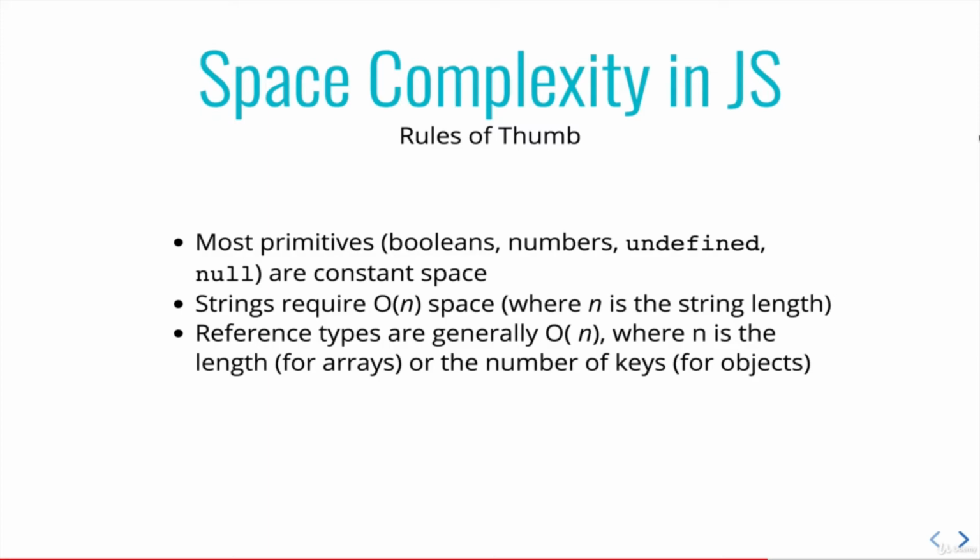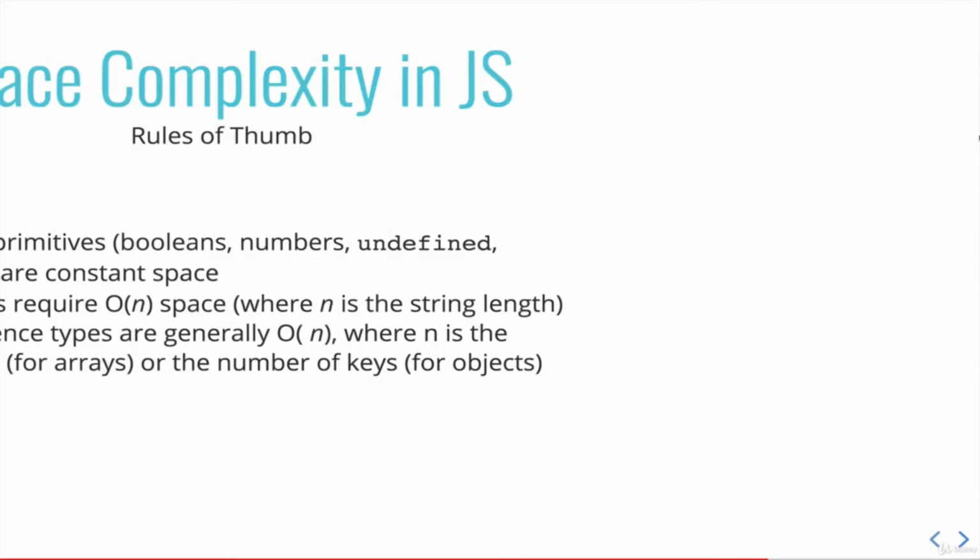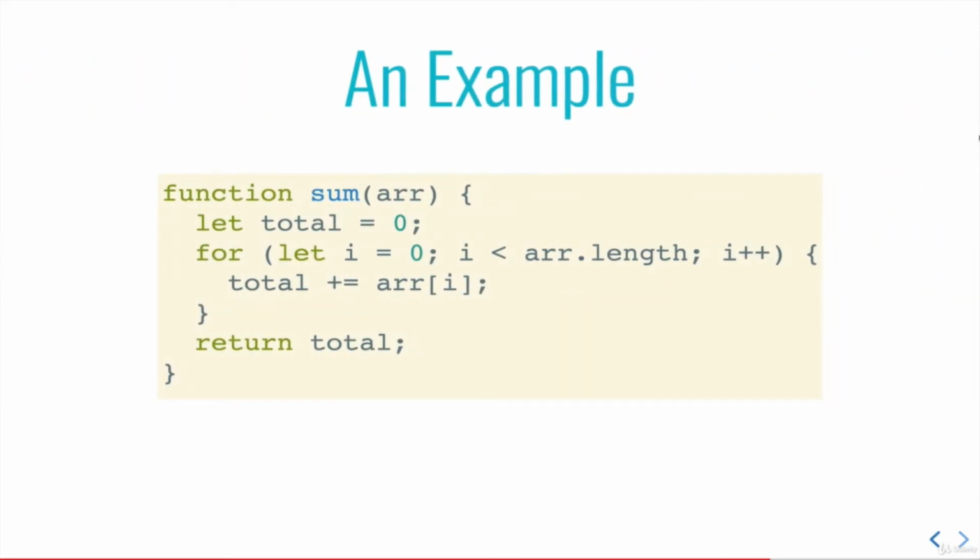So generally, we're talking about O of n, where n is the length of the array, or the number of keys for an object. There's not really a length technically, but if the length of an array is 4 compared to another one that is 2, it takes up twice as much space as the shorter array. So let's take a look at an example.